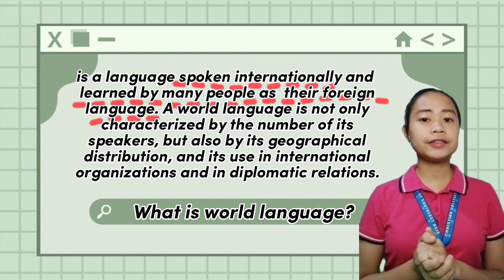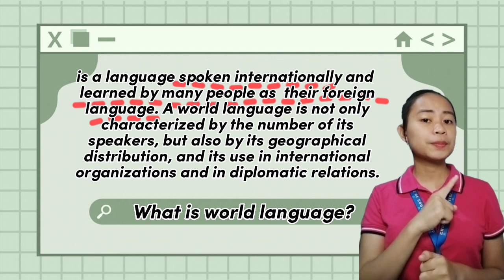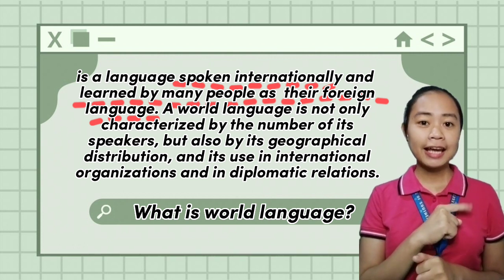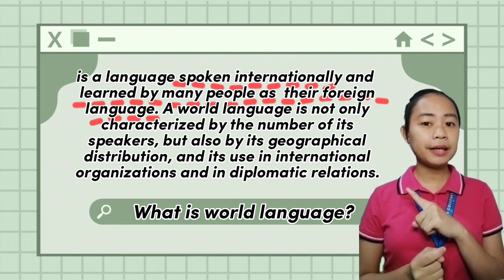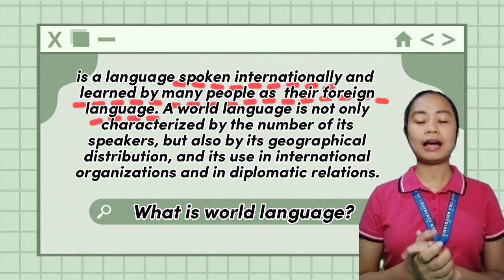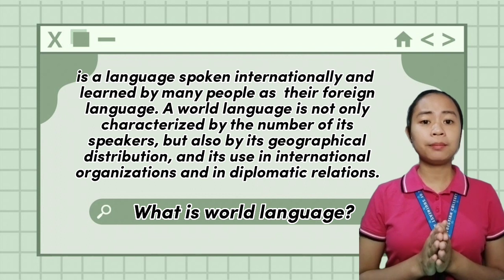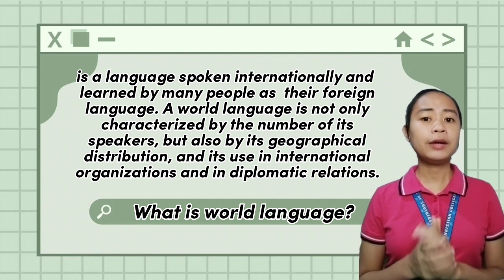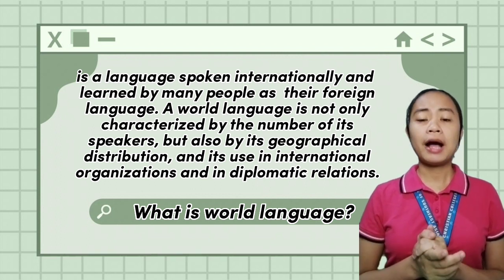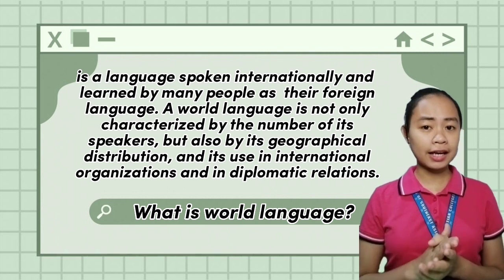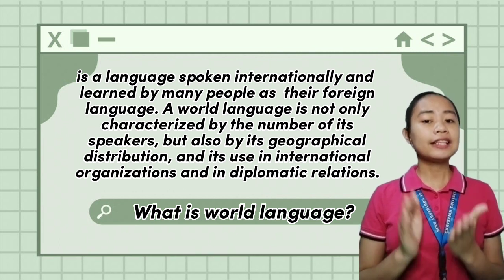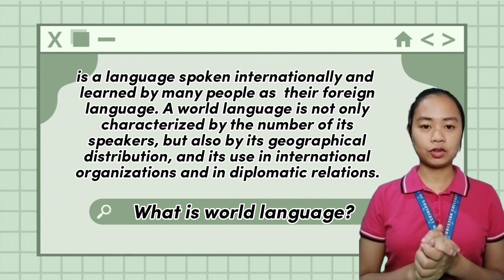Basically, the keywords here are a language spoken internationally and learned by many people as their foreign language, meaning it refers to a language that many people speak. And when learners learn this as their second or foreign language, it is called a world language.